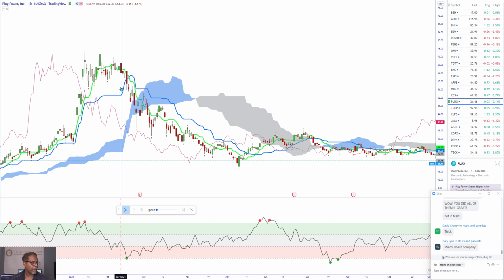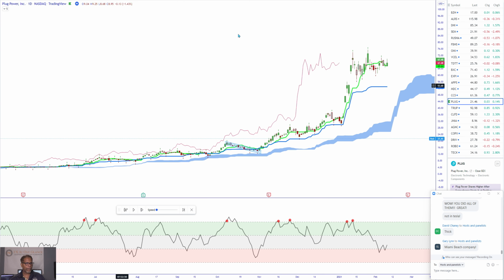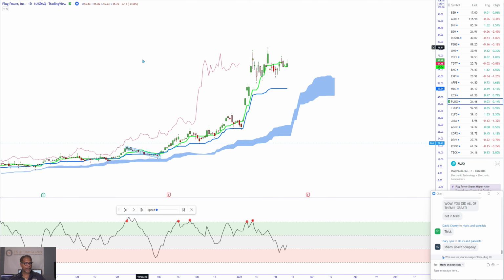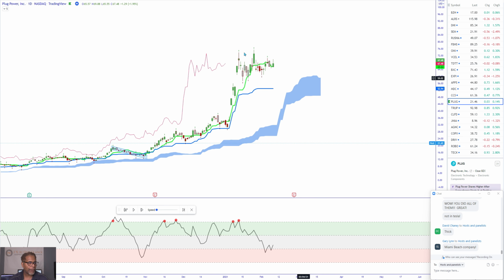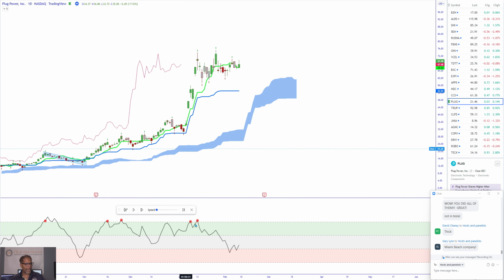Right here. The cloud was thick, right? Look how thick the cloud got. Then I kind of realized I'm at a top. But look what else happened. We didn't really have, well, actually we did.